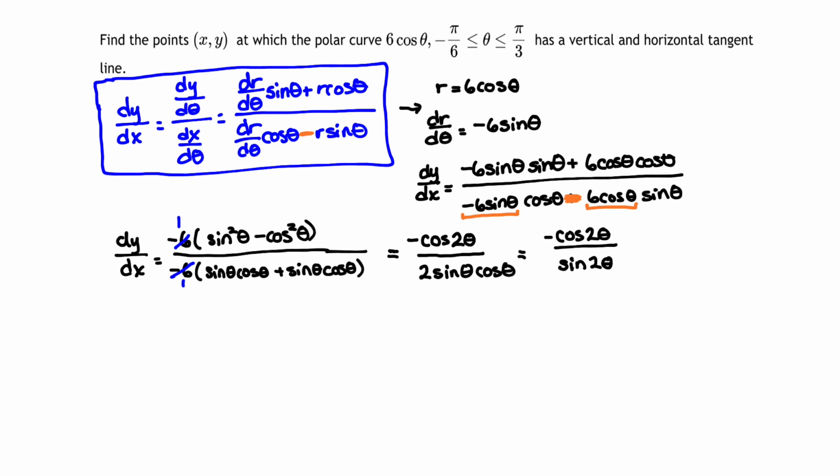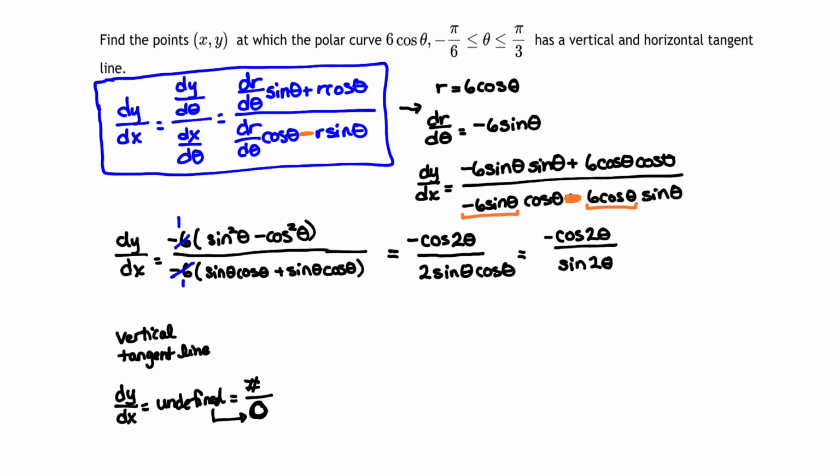Let's now talk about vertical tangent lines. Vertical tangent lines occur when our slope is undefined. So let me write down: vertical tangent line, and the slope, dy/dx, is undefined. When you have a ratio or a fraction, you would say that your slope is undefined when your denominator is 0. You can have any number in the numerator, but specifically it will be undefined when your denominator is 0.